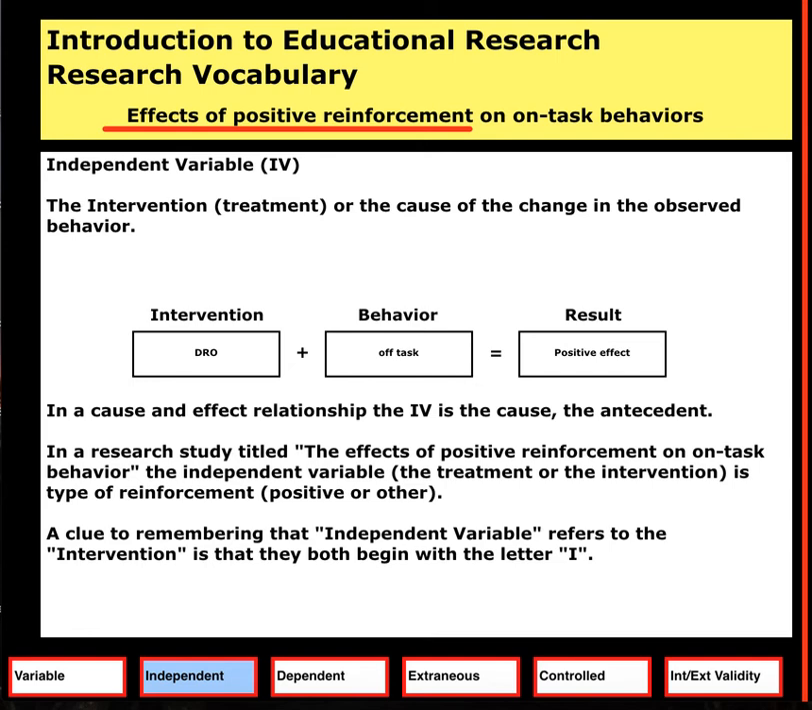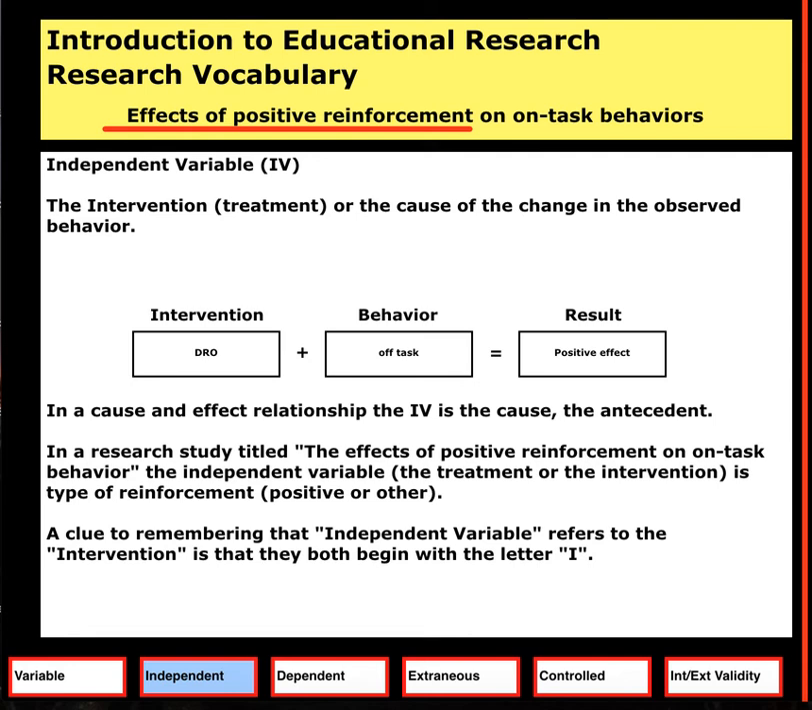So, as in our example on the screen, in a research study that looked at the effects of differential reinforcement of other behavior, that's the independent variable. So it's the type of reinforcement, differential reinforcement of other behavior. That is the independent variable, the type of intervention, the type of treatment. A clue to remembering that independent variable refers to intervention is that they both begin with the letter I.